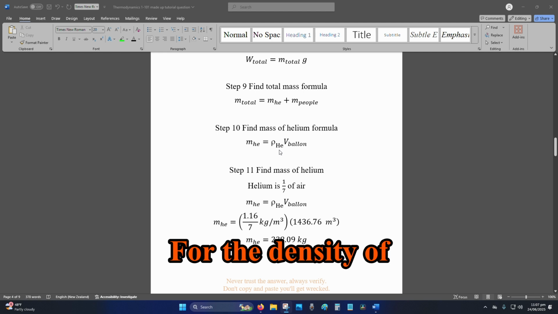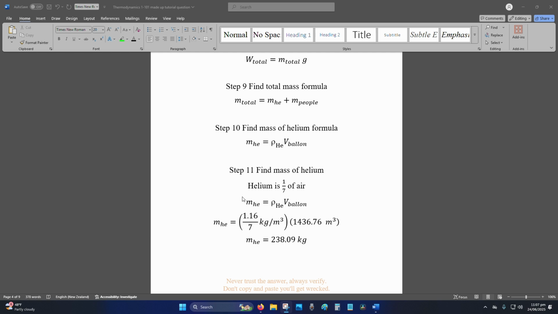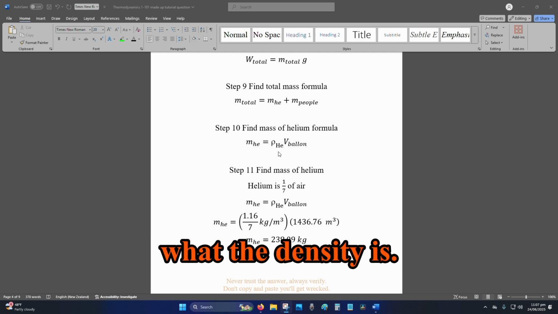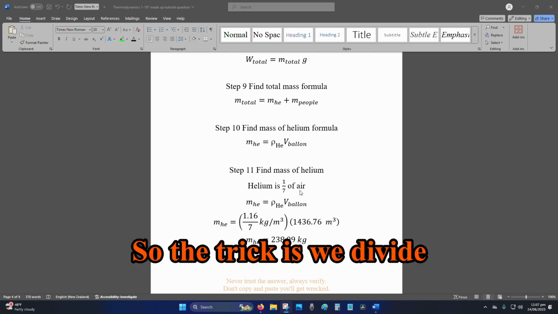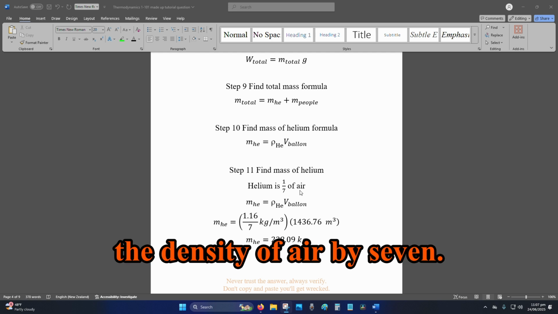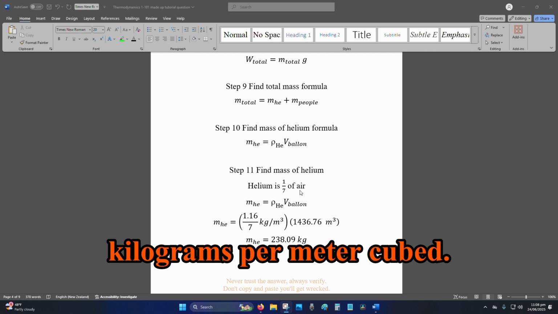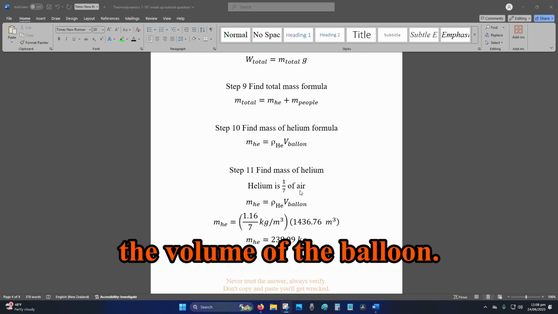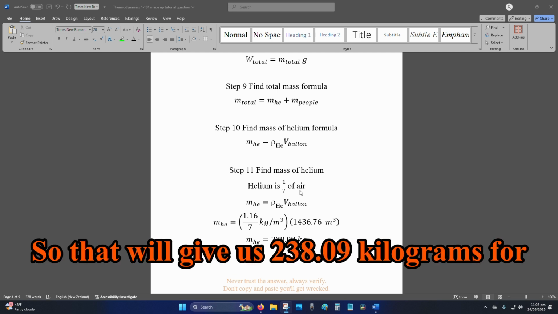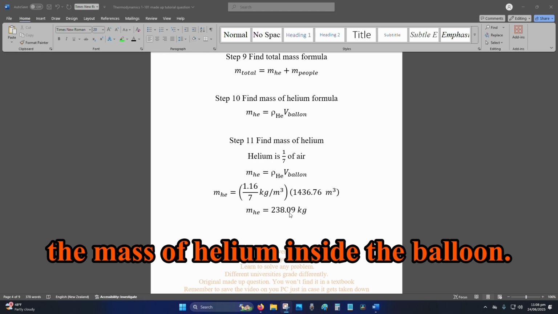For the density of helium is our next step. So find the mass of helium. We need to figure out what the density is. So helium is 1/7 of air. So the trick is we divide the density of air by 7. So 1.16 divided by 7 kilograms per meter cubed, and then we multiply by the volume of the balloon. So that will give us 238.09 kilograms for the mass of helium inside the balloon.